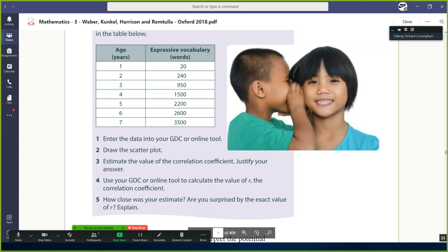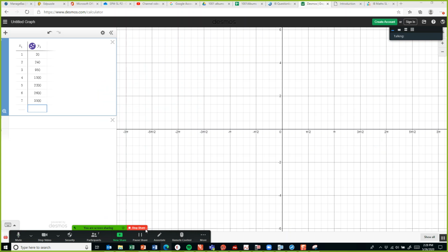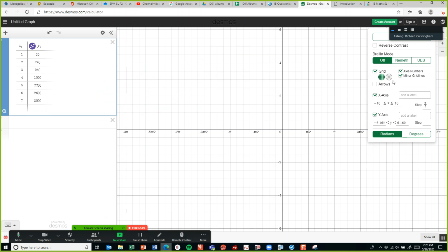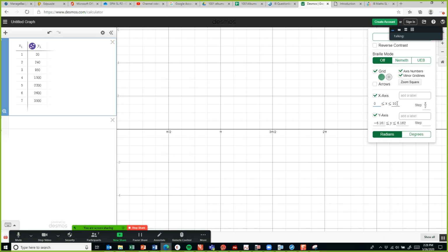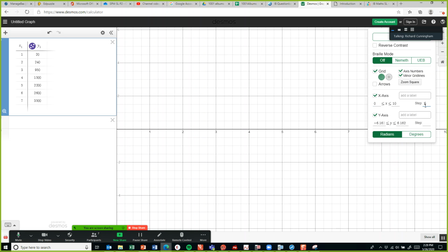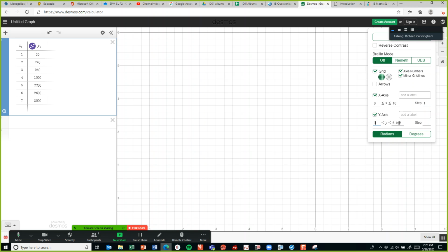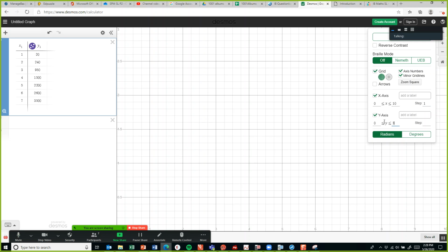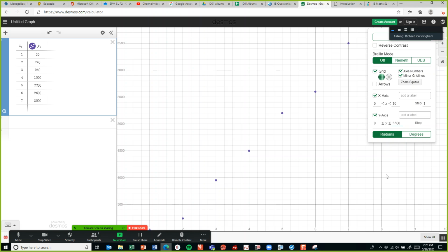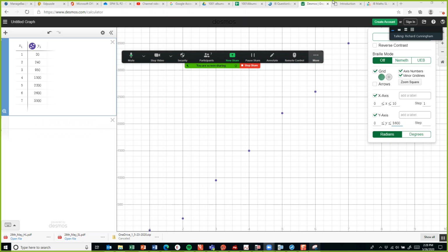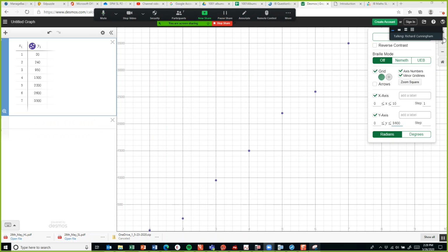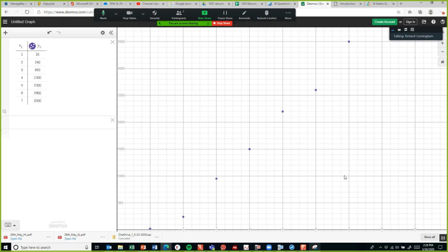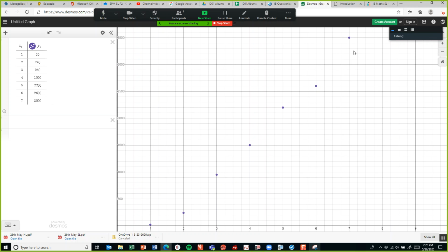Okay, so I've put it in, and let's have a look. I need to change my scale. We will go on the x-axis from 0 to 10. That seems fine. We can go up in ones. We'll go on the y-axis from 0 to 3,800, let's say. All right, so Ryan, you said positive. That looks fairly positive to me. It's going up in a positive direction. Would you say it's a strong correlation or weak?